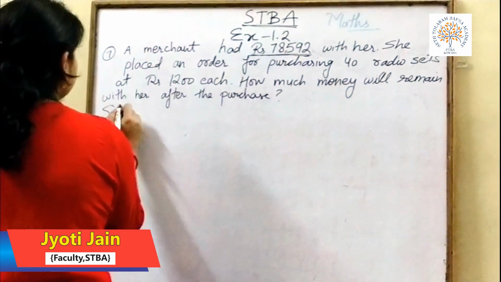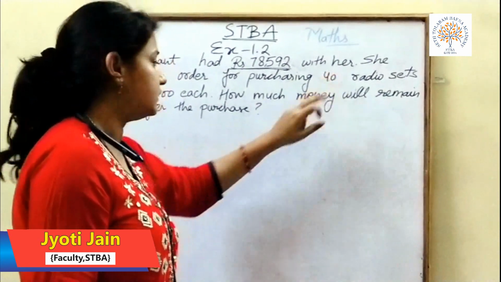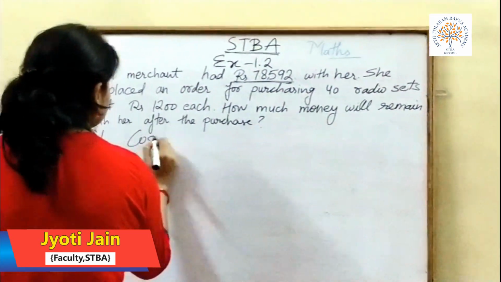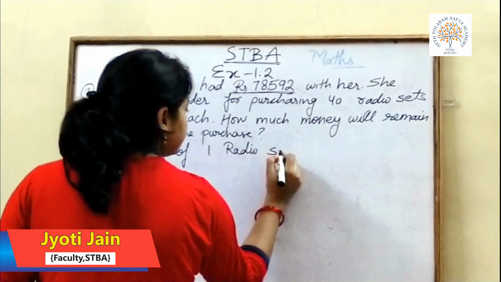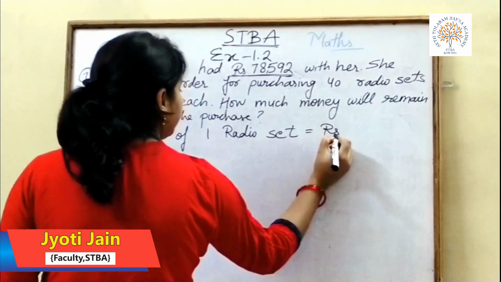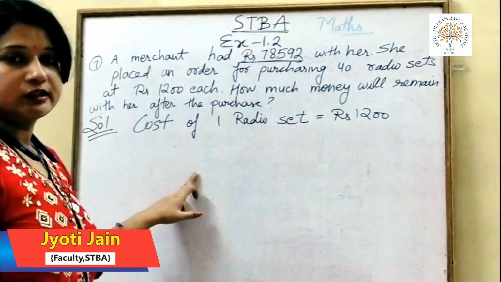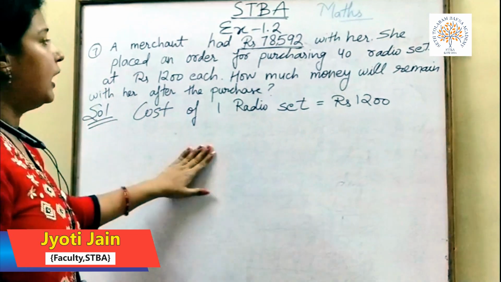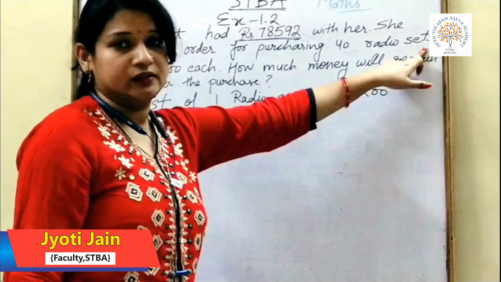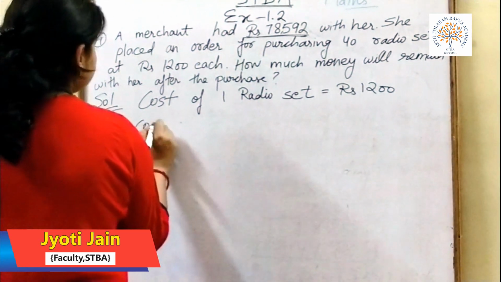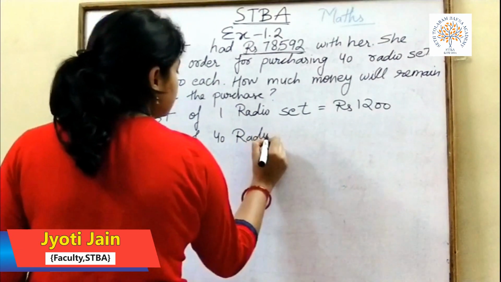So start this. First of all, we will find what will be the cost for 40 radio sets. So the cost of one radio set is rupees 1200. Okay, एक रेडियो सेट की कॉस्ट कितनी है? रुपीज 1200. एंड फाइंड आउट द कॉस्ट. फर्स्ट ऑफ ऑल फाइंड आउट द कॉस्ट ऑफ 40 रेडियो सेट्स. सो कॉस्ट फॉर 40 radio sets.